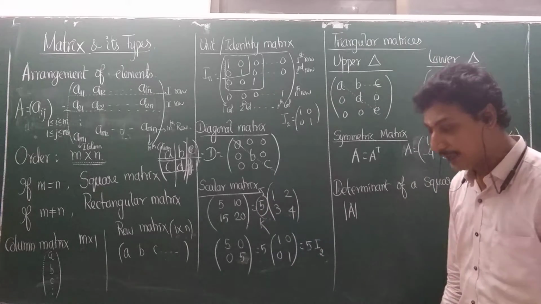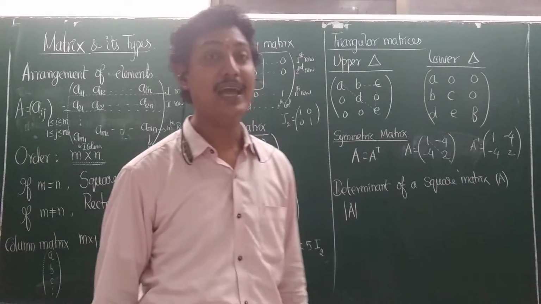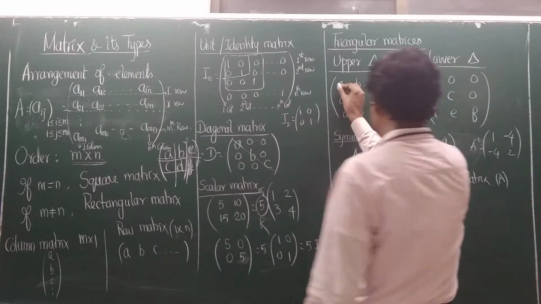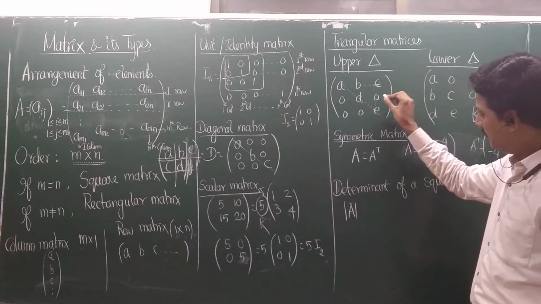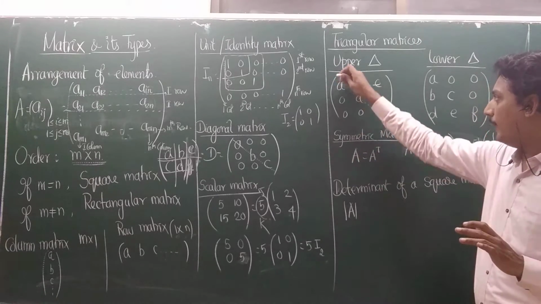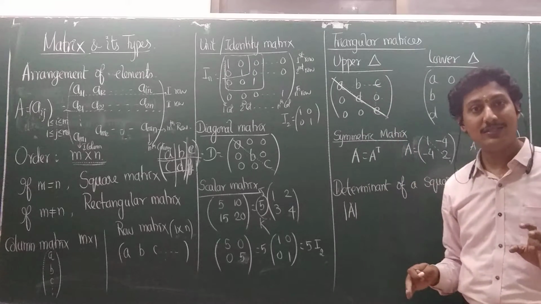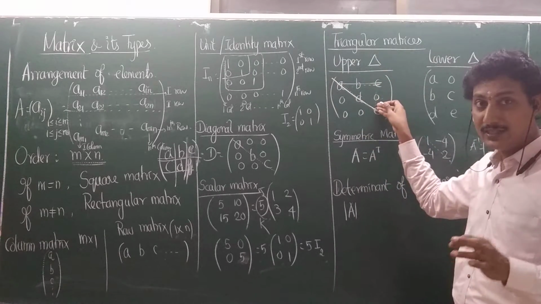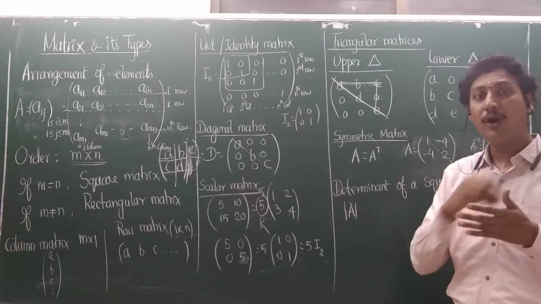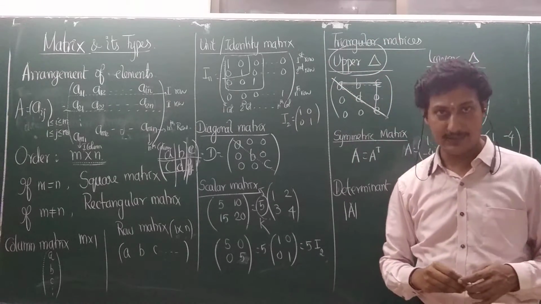The other two important types of matrices are triangular matrices. We get a triangle shape, above the diagonal or below the diagonal. That's the concept. Let's see the first example: A, B, C, 0, D, 0, 0, 0, E. I put 0 here, no problem. But above this diagonal, the elements are non-zero. Some elements are 0, no problem, but most of the elements are non-zero. So we can form a triangle above this diagonal. This is called the upper triangular matrix.